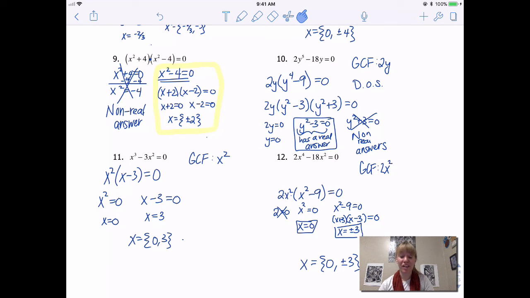Okay, so that is the last bit of factoring. Go ahead and do some practice problems. Make sure that you feel really comfortable with this, and come and see me if you've got questions.